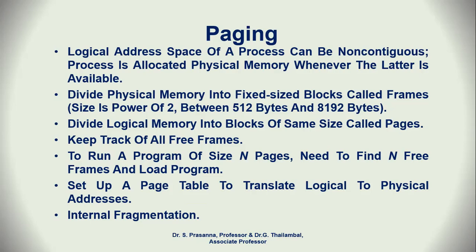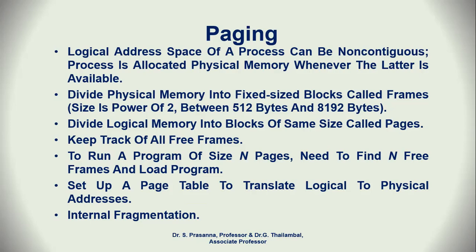The physical memory is the actual memory in the CPU. And logical memory is the memory which is seen by the user. The user thinks of a memory, imagines a memory, that is called logical memory. So this logical memory needs to be divided into pages, and the physical memory needs to be divided into frames.